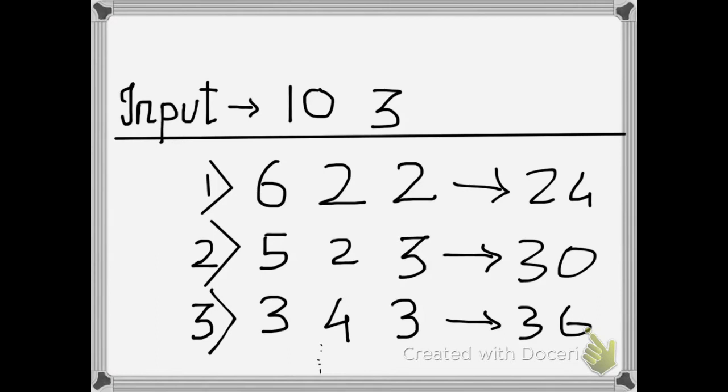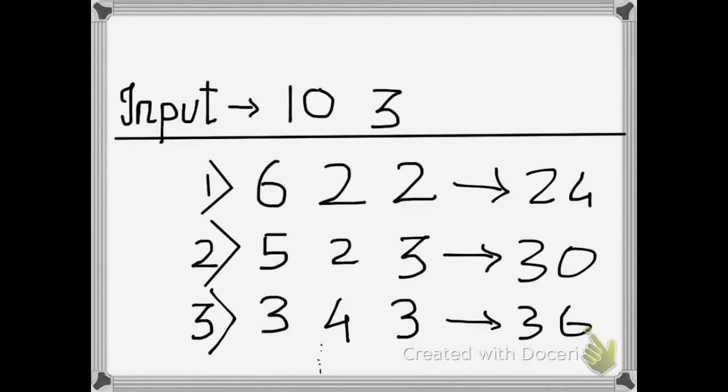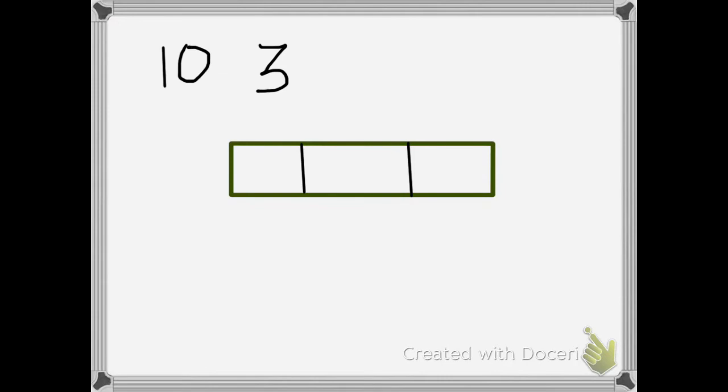So what is the logic of this sum? There's one thing that you need to know: the product will be maximum if the difference between the numbers is minimum. As in the earlier example 6 2 2, the difference between 6 and 2 was 4, that's why the product was not maximum. If we take 3 4 3, the product is maximum because the difference between the numbers is minimum. So let's take another example and see how we will solve this sum.